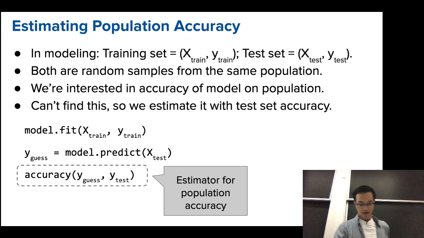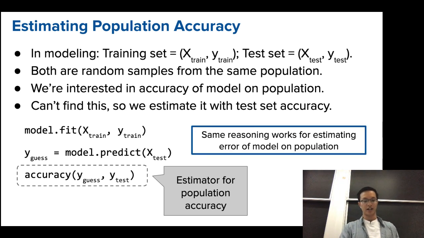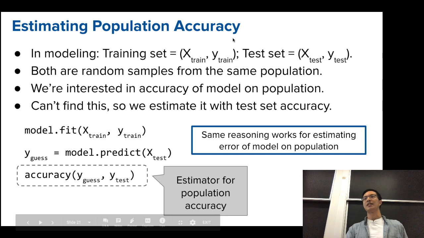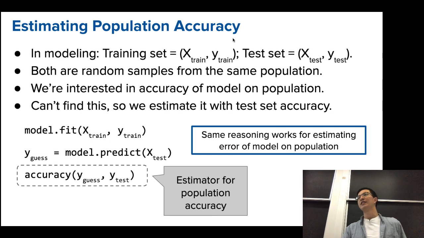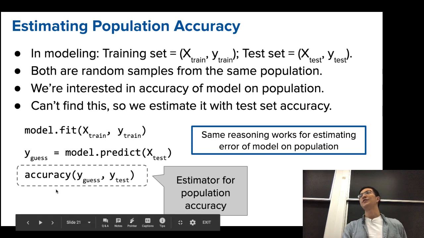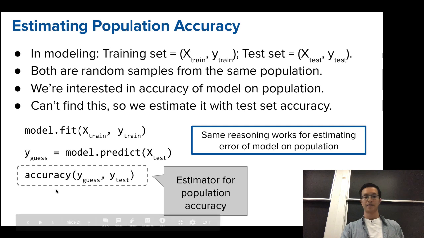Okay. So first of all, I'm talking about accuracy here, but this idea also extends to test error. If you look at the mean squared error, you can also bootstrap that and get a confidence interval. And here we're bootstrapping the accuracy of a classifier and making a confidence interval around the accuracy.